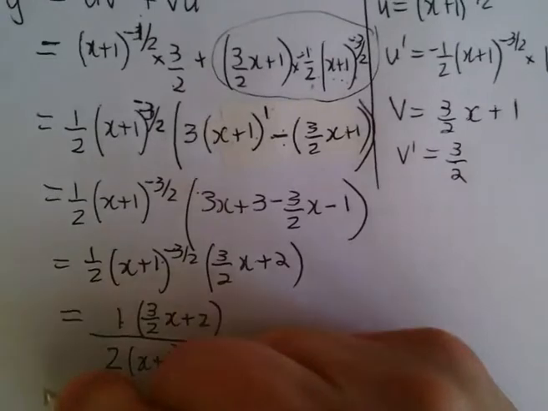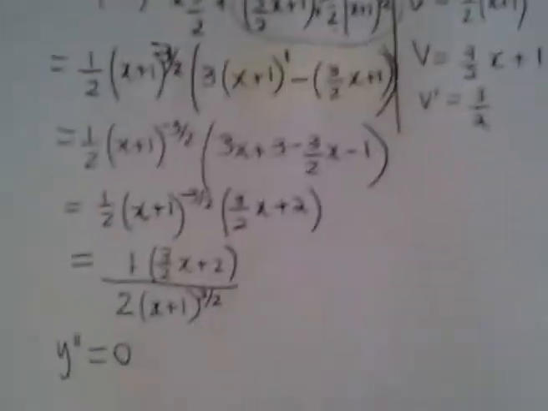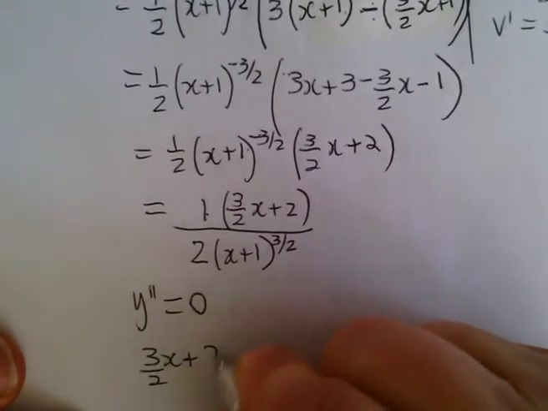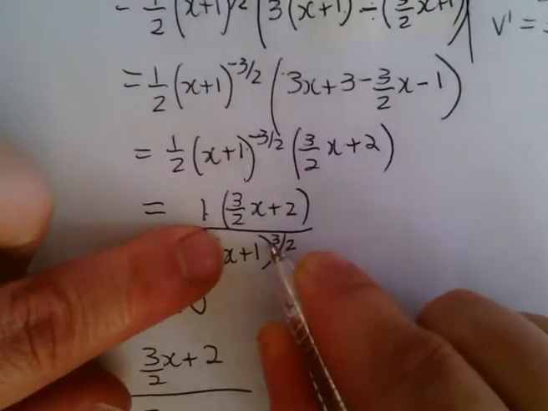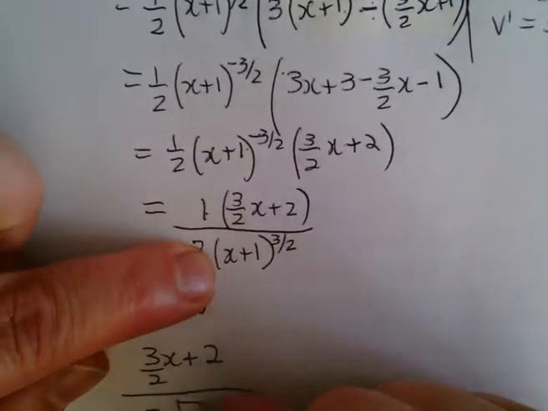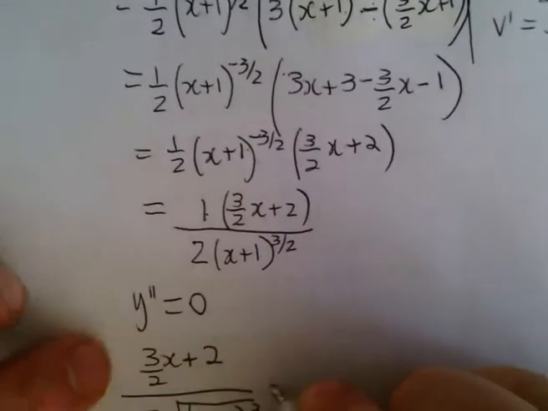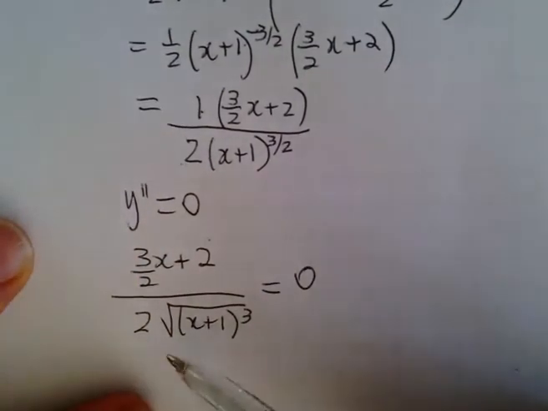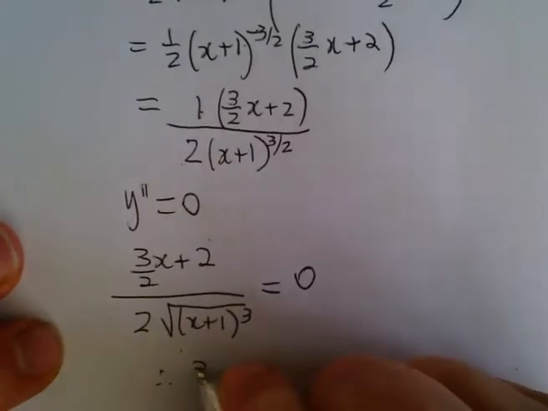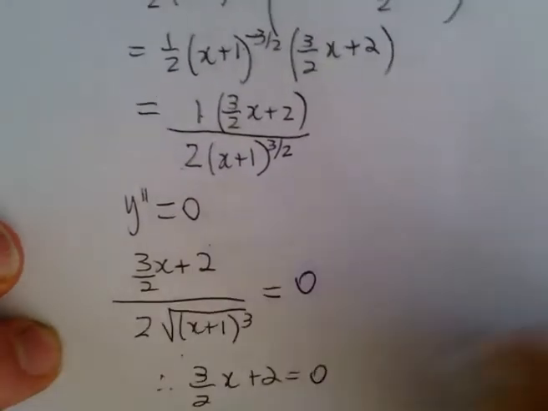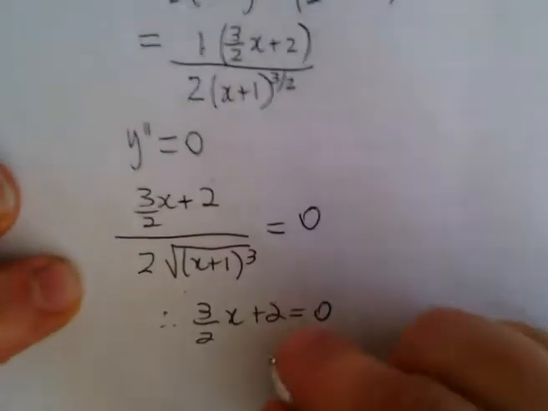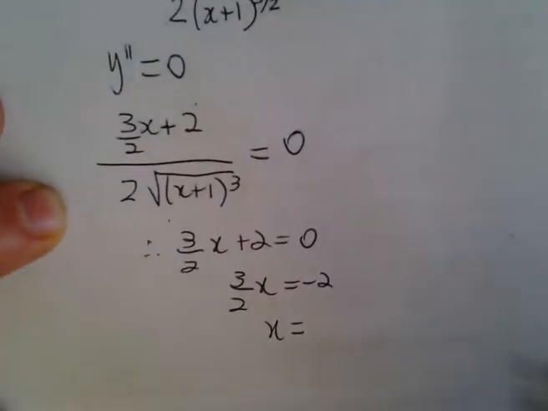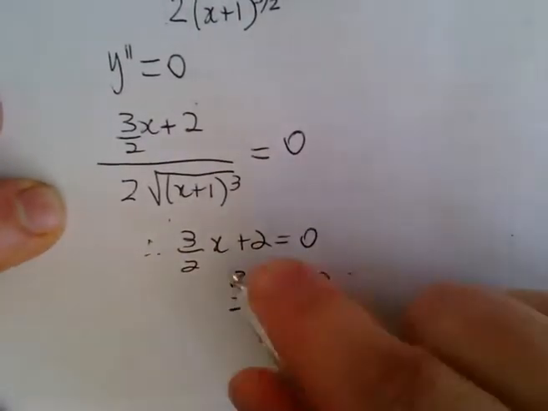So now putting y double dash equals 0, we'll put that equal to 0. So we've got 3 over 2x plus 2 over 2 times, this is the square root of (x plus 1) cubed equals 0. Now the only way that is going to be 0 is if the numerator is 0. Denominator is not allowed to be 0. Therefore, 3 on 2x plus 2 is 0. And so 3 on 2x is negative 2, which means that x is negative 4 on 3. Because times 2 divided by 3.